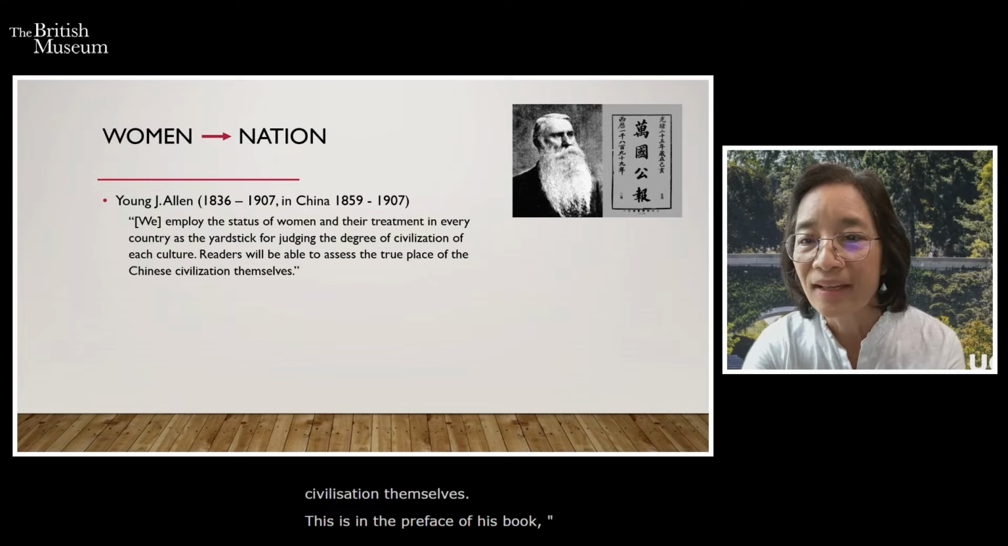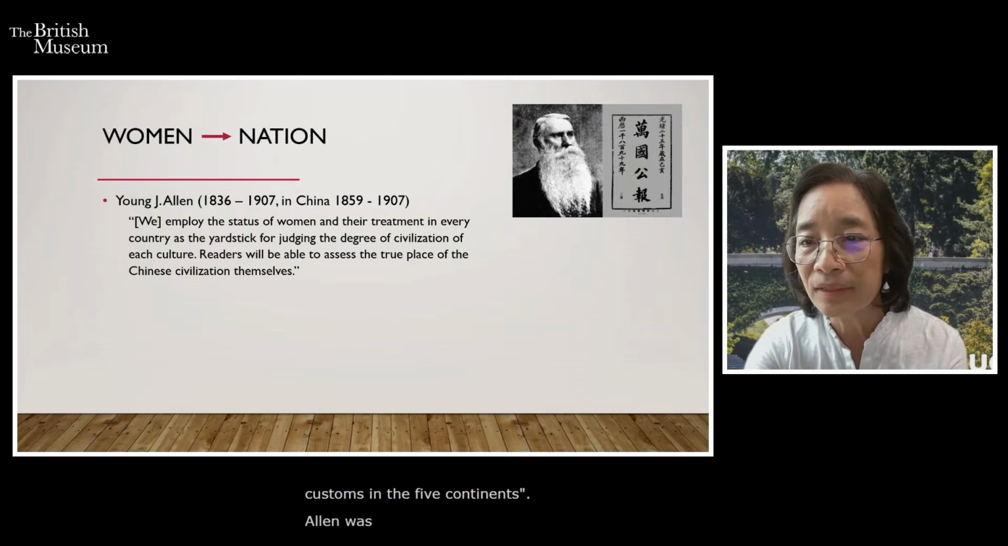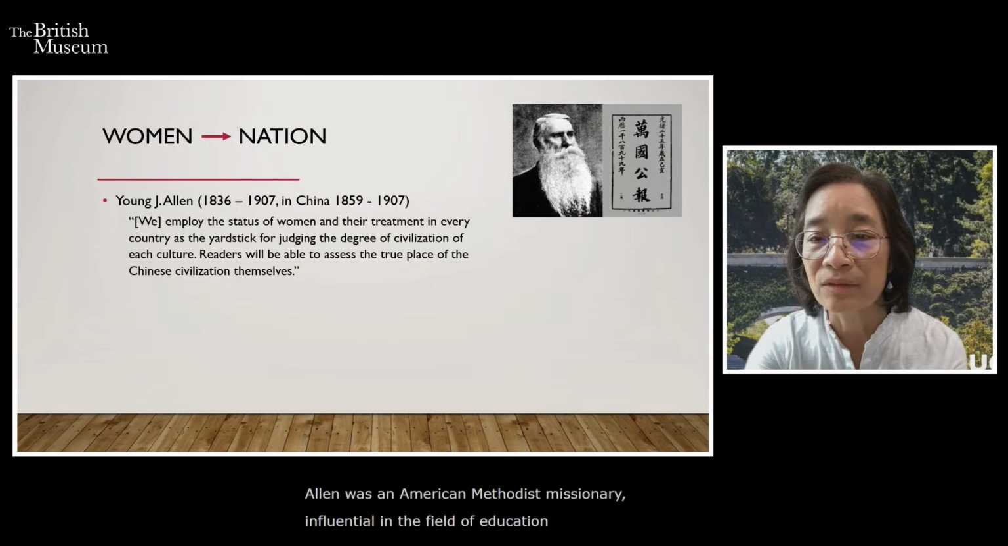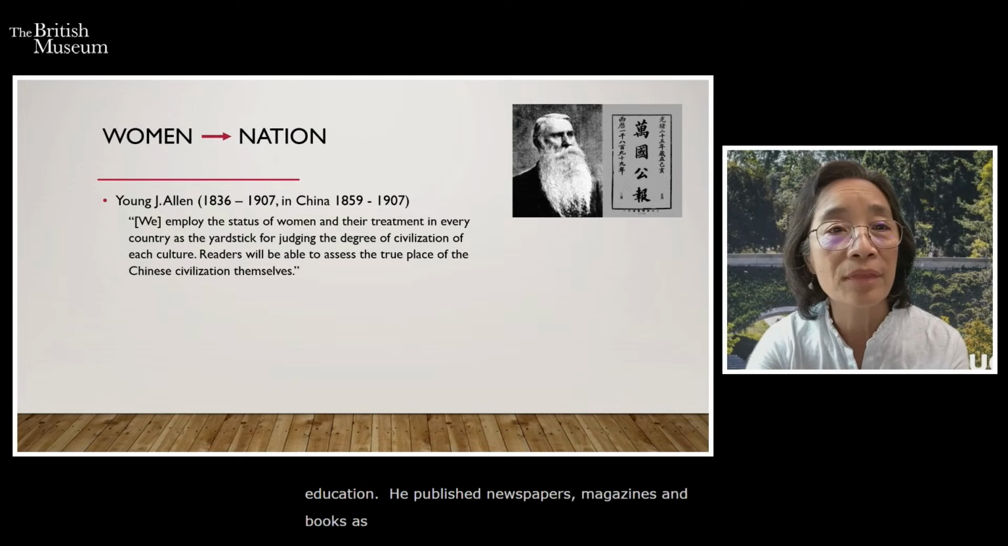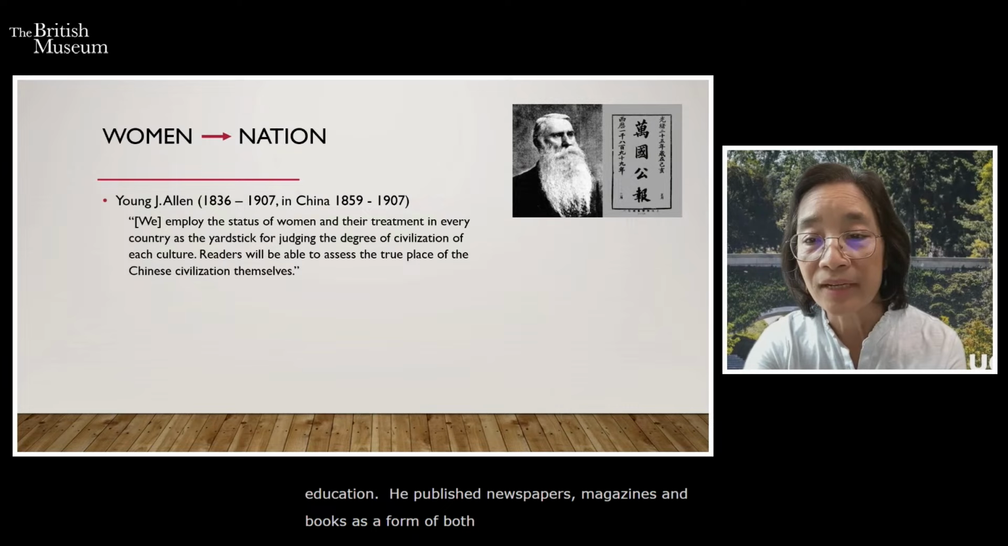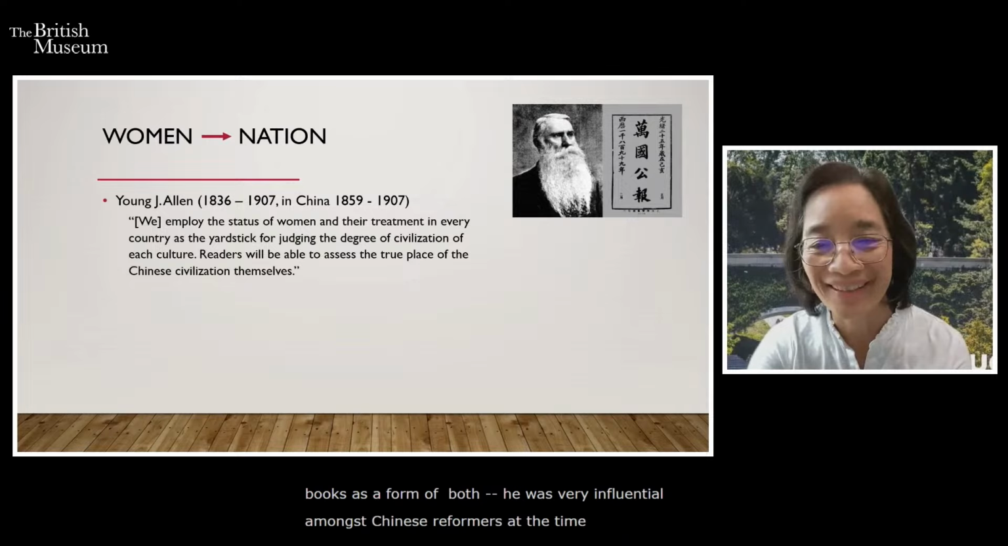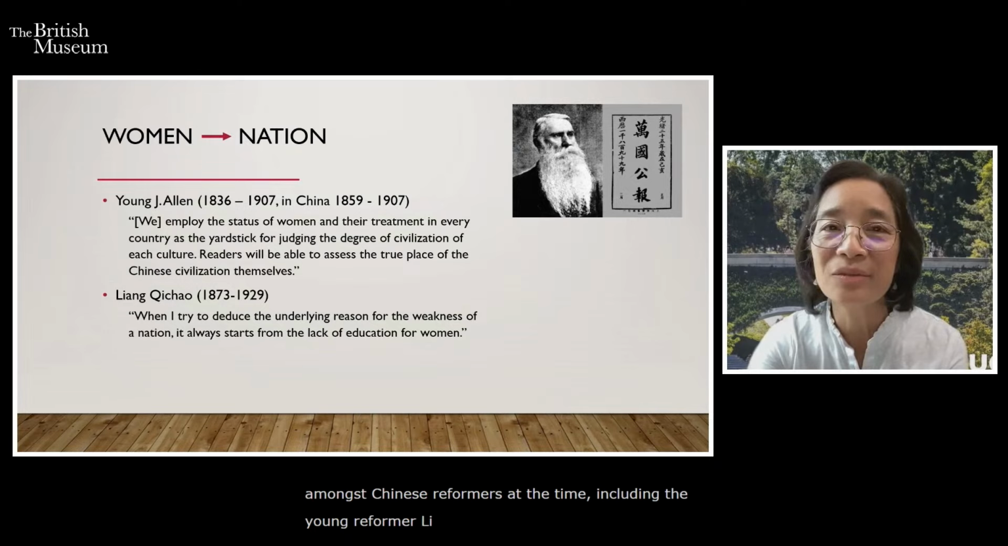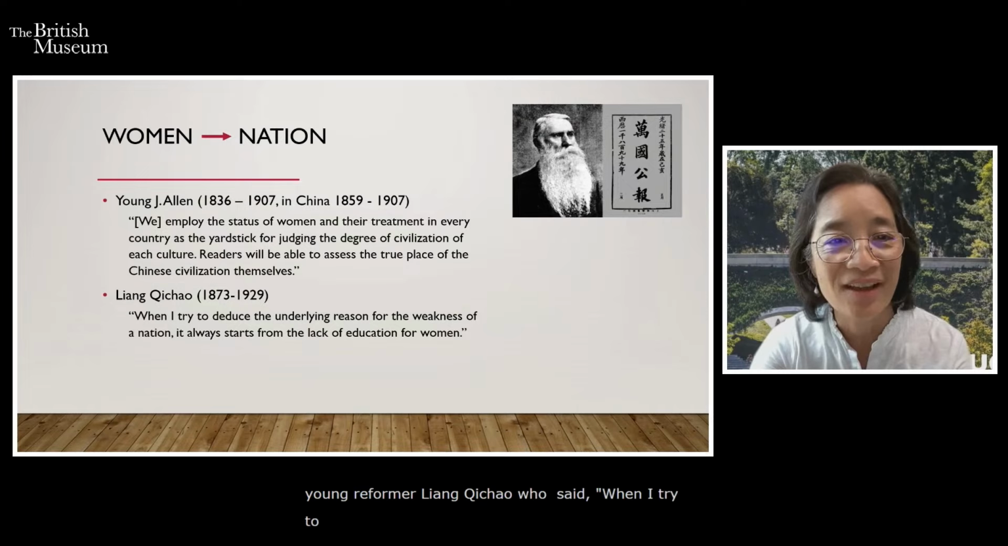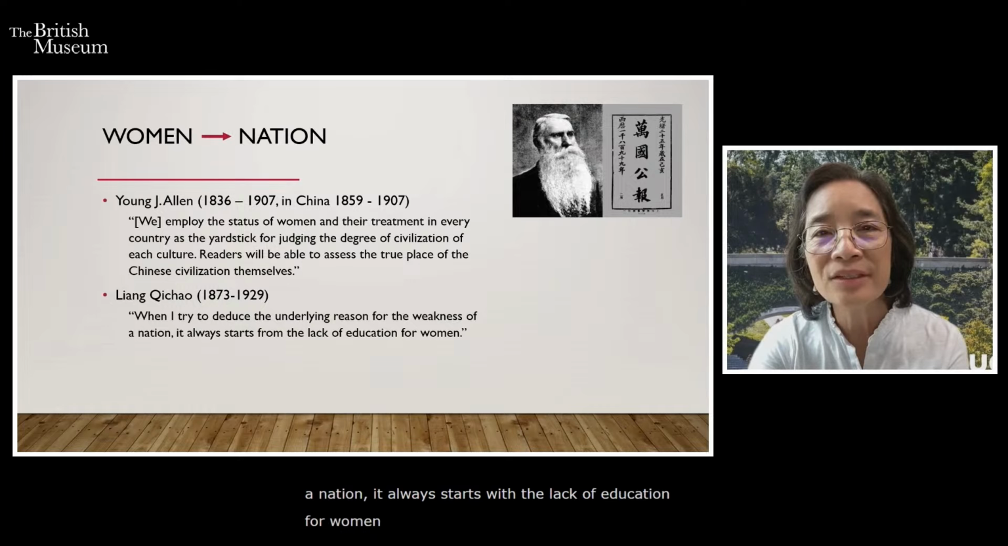Allen was an American Methodist missionary, influential in the field of education, including women's education. He published newspapers, magazines, and books. He was very influential among Chinese reformers of the time, including the young reformer, the trendsetter Liang Qichao, who said, when I try to deduce the underlying reason for the weakness of a nation, it always starts with the lack of education for women.